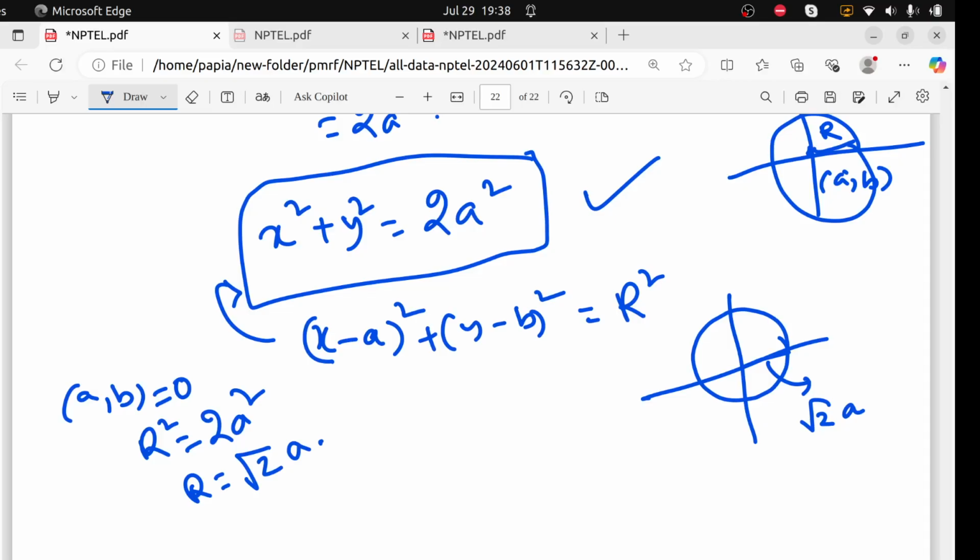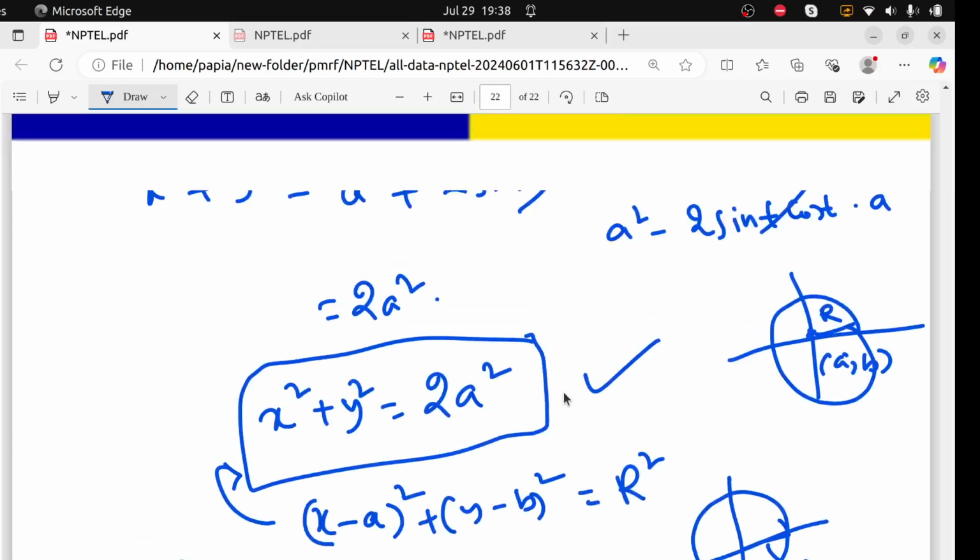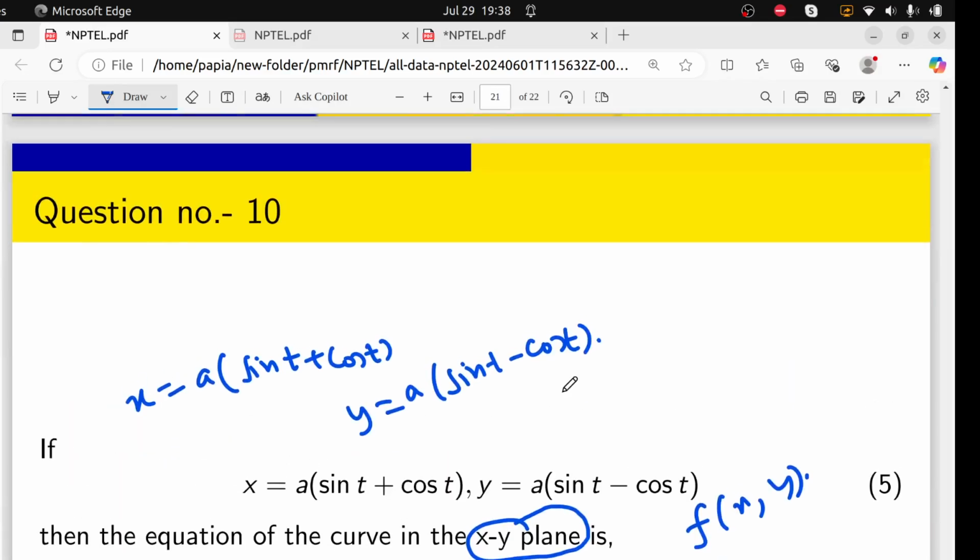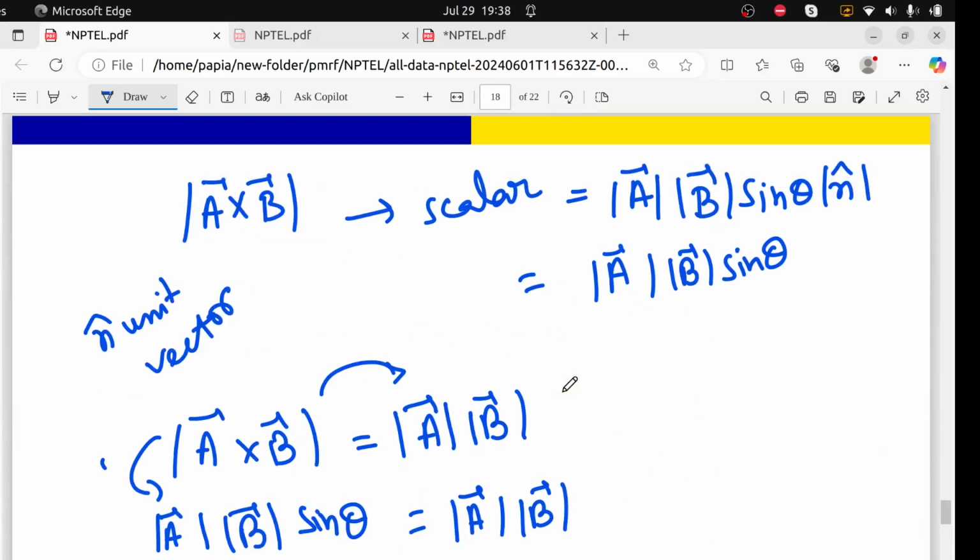Okay. So these things are up to week 0. So till now what we have done were for the week 0 assignment.